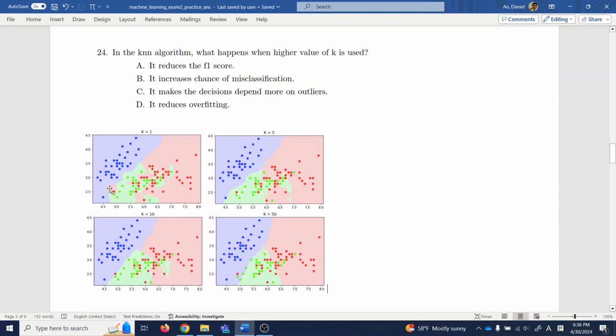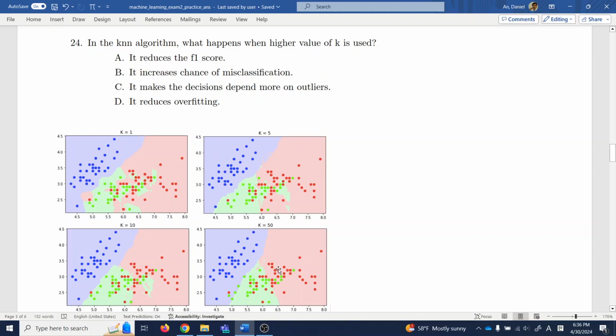I found this picture online to explain this question. You can see here that when k equals 1, the decision boundaries are very rough. That's because, say, you have a test data here. K equals 1 means you only depend on the one neighbor that's nearest. This portion would be red, whereas if you look at this green part, any point in the green part will have a nearest neighbor here as green, so it will be classified as green.